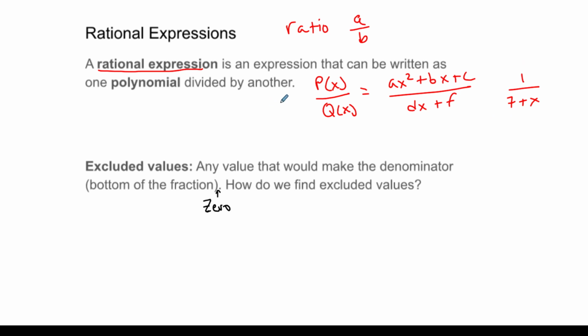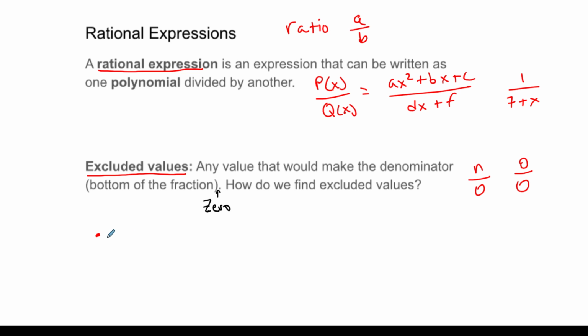Another piece of information that we have to think about with our work today and the rest of this week is something called excluded values. We talked about when you have fractions, you can't have 0 on the bottom. So excluded values are anything that would make the denominator, which remember is the bottom of the fraction, 0. Also anything that would give you 0 over 0. Now, how do we find excluded values?